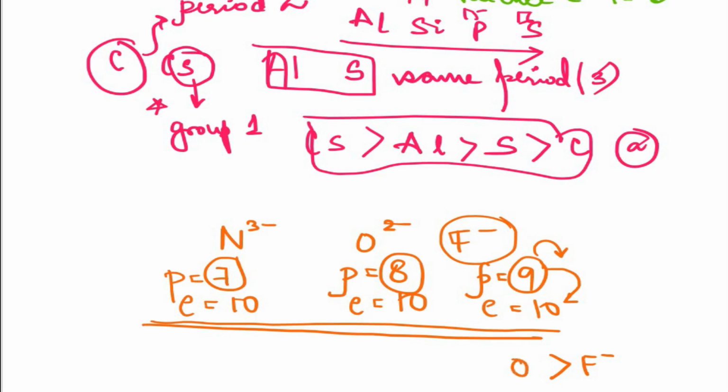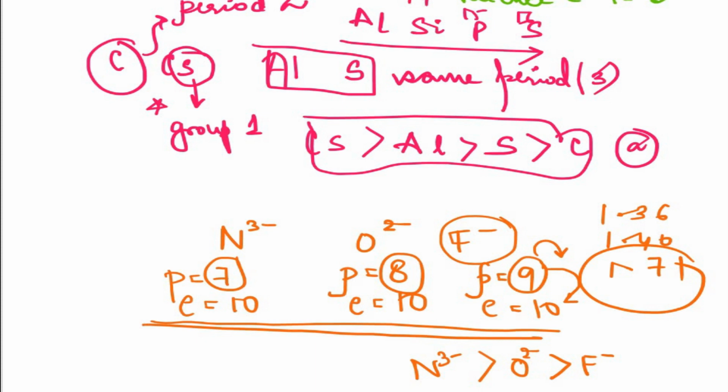Then will come O2 minus using the same justification and logic. And N3 minus would be the highest because its proton number is least and it will not be able to attract the electrons to that extent. So this is the order we have got. Now if you want to match the values, what are the values given? 1.36, 1.40, 1.71, right? So the highest value would be 1.71 for nitride.